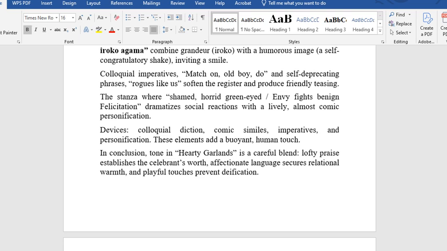In conclusion, tone in Hearty Garlands is a careful blend. Lofty praise establishes the celebrant's worth. Affectionate language secures relational warmth, and playful touches prevent deification. That is, the man is not deified despite all the praises from the people that are celebrating the man. So that's the answer to the question on Hearty Garlands.